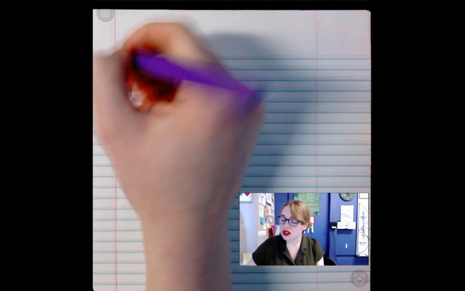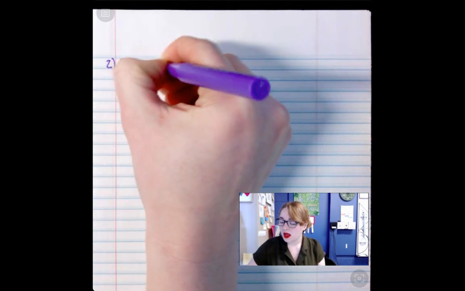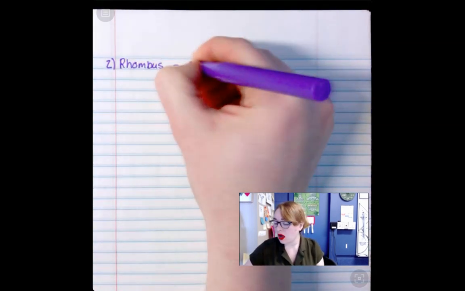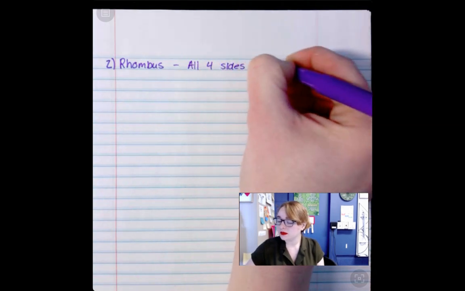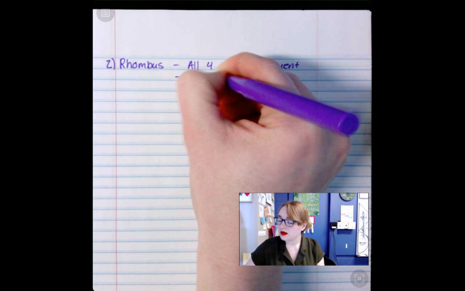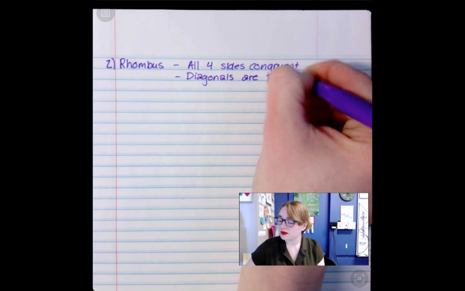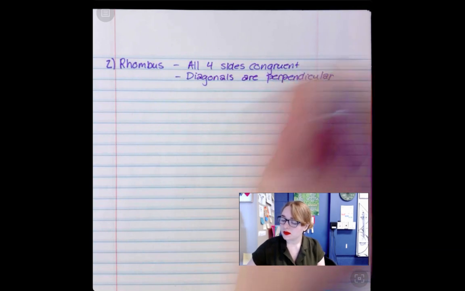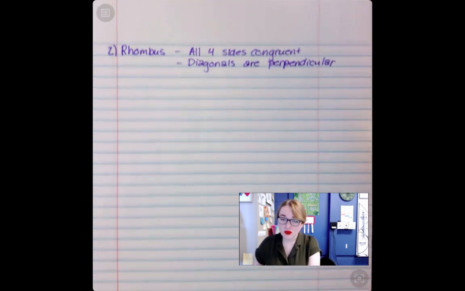Okay, so our next special parallelogram is the rhombus. And remember, the rhombus has all 4 sides congruent, and that the diagonals are perpendicular. Okay, and that's in addition to the 5 super cool rules. These are just things that are exclusive to a rhombus. So again, we're going to have 2 steps to go ahead and prove that a shape is a rhombus.